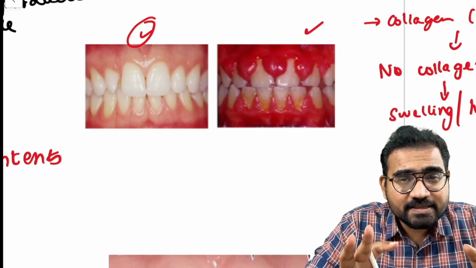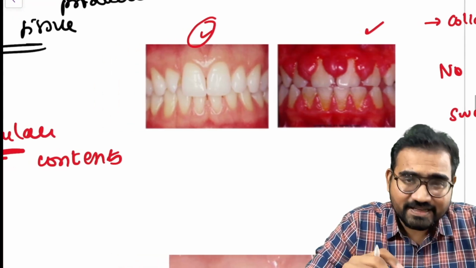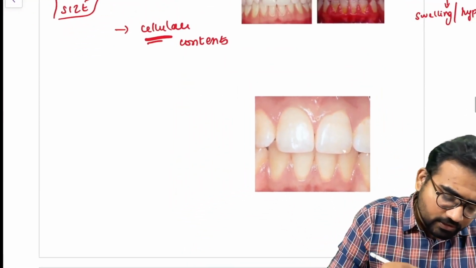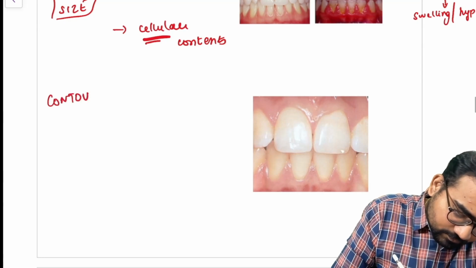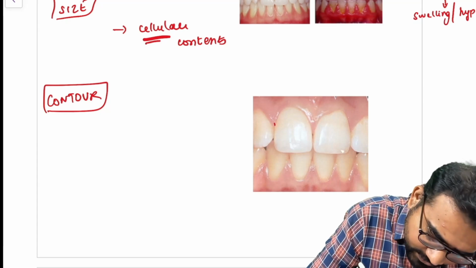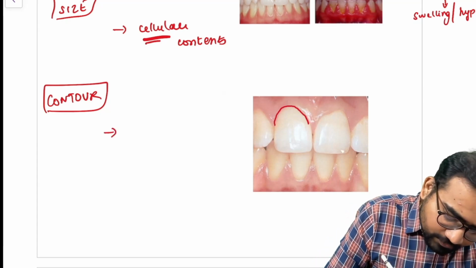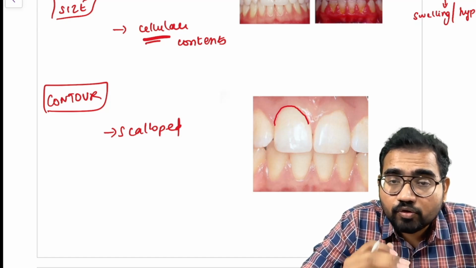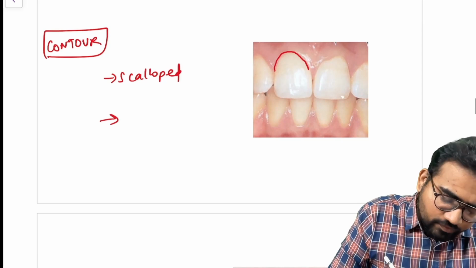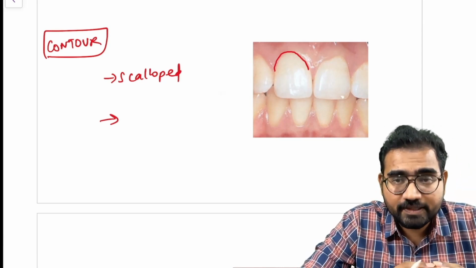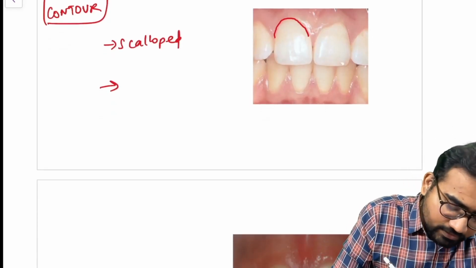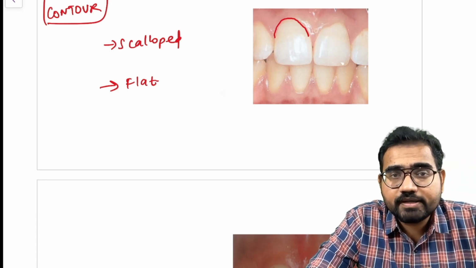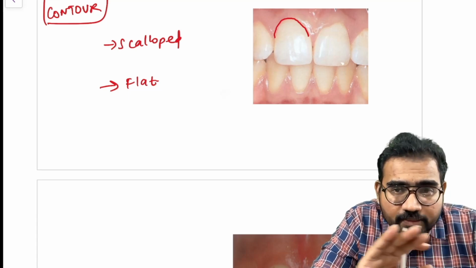So the size depends upon the cellular contents. The size can be normal or enlarged. Okay, very good. Now coming to the contour. The contour of the marginal gingiva is going to be scalloped. In case of any inflammation or any pathology, it is going to be flat. So normally the contour is scalloped, and in case of any inflammation, it is flat.